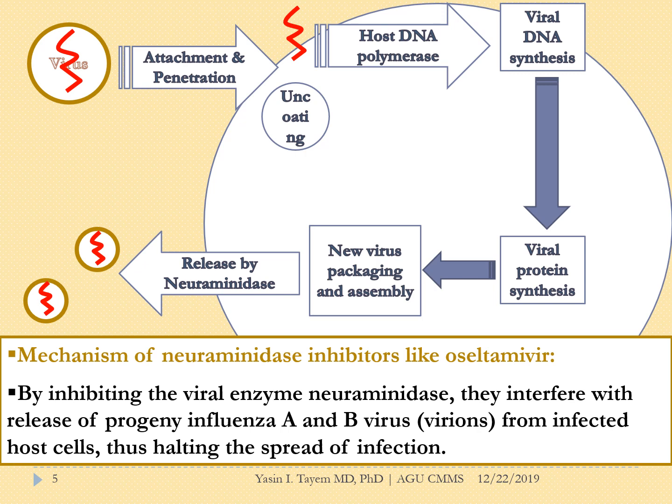Mechanism of action of neuraminidase inhibitors like oseltamivir. By inhibiting the viral enzyme neuraminidase, they stop release of the progeny influenza viruses from infected cells and halt the spread of the infection.